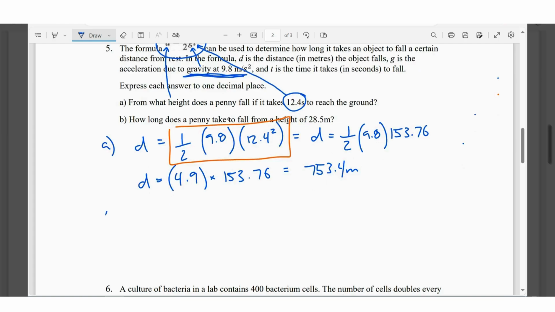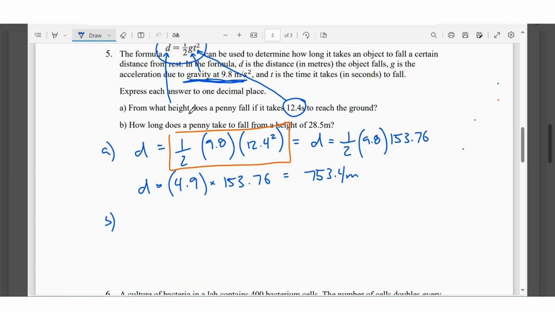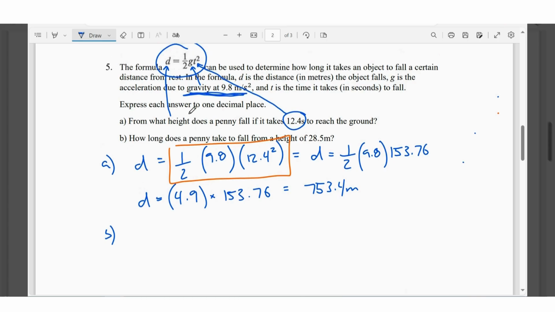And now let's do B. So how long does it take the penny to fall from a height of 28.5? So this time we have the same formula. We know now the height, so we know now this part, the distance. We still know this part, the G, but it's the time that we don't know, okay?